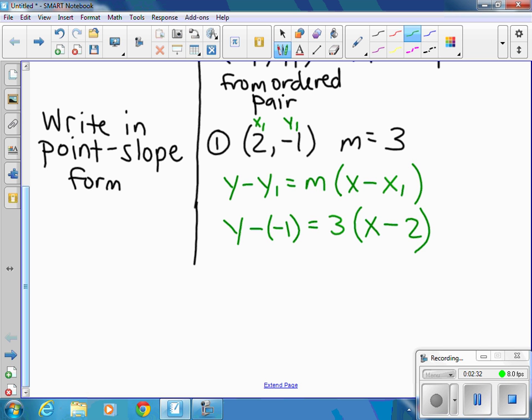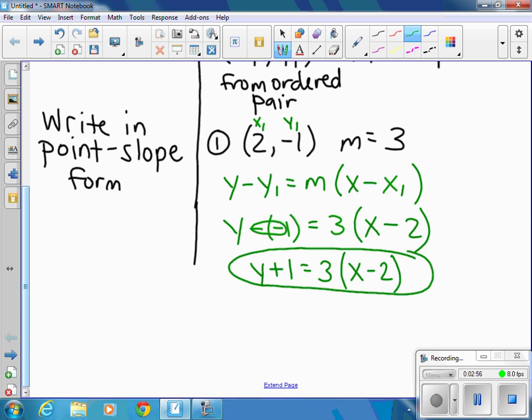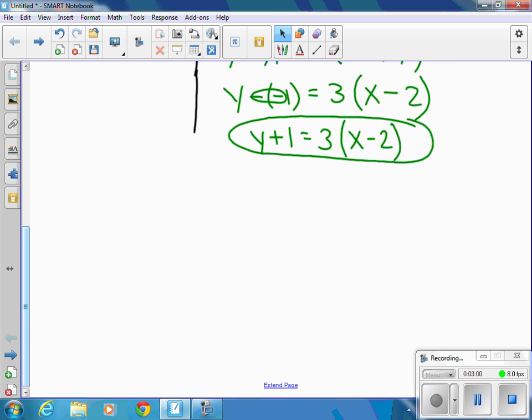The only thing we have left to do in this problem to be finished is to take care of these double signs right here. Everything else is allowed to stay the way it is. So your final answer will be y plus 1 equals 3 parentheses x minus 2. Do not distribute these problems unless it asks you to go further. When the directions plainly say to leave it in point slope form, this format right here is what you want it to look like. So make sure that that's happening in your work as you go through and set these up.